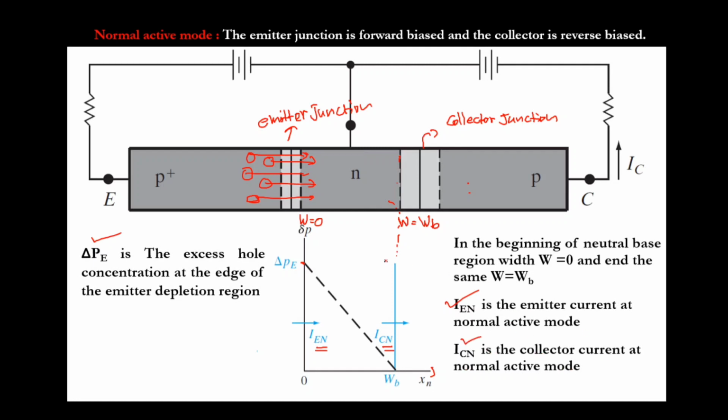So I hope you understand this diagram. Okay, so remember 3 terms. Delta PE is the excess hole concentration at the edge of the emitter depletion region, IEN is the emitter current at the normal active mode, and ICN is the collector current at the normal active mode. So that's about normal active mode. Don't forget this diagram, we need it later.